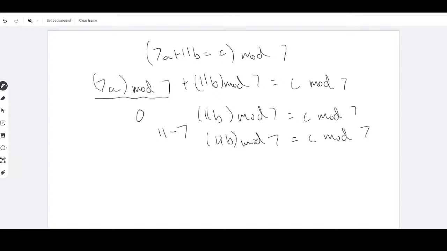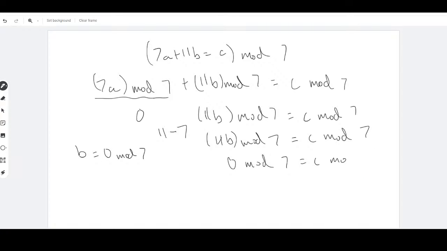So I was starting out with, if B was equal to 0 mod 7, what would C mod 7 have to be? Well, C mod 7 would have to be 0 mod 7, right? Because if B was 0 mod 7, the 4B term would be 0. And then you have 0 mod 7 is equal to C mod 7. And this is basically just telling you that C is equal to 0 mod 7.